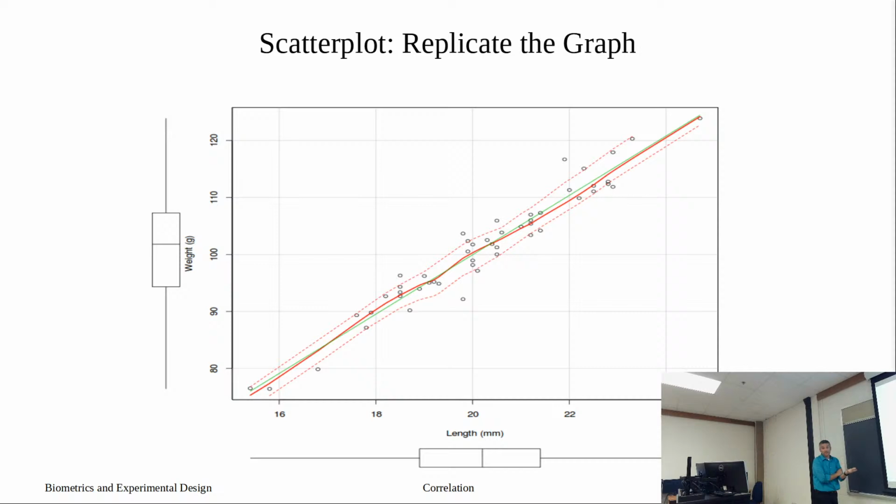So the green line is our straight line. The red line is what's called our smoother, our lowess line. And we would utilize that lowess line to see, do we have a linear relationship or is it somewhat curved? Right here, I could see this is basically a straight linear relationship.